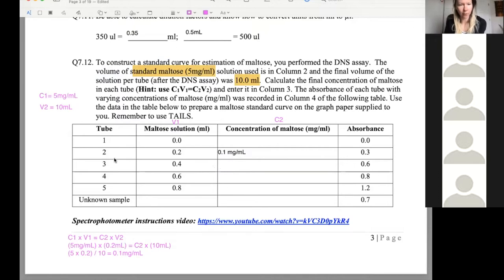So what would the next concentration be for tube number 3? 0.2. Exactly. Yeah, 0.2 milligrams per milliliter, which is the value you would get if you did the calculation, or you could also see that if you're doubling the amount of maltose stock solution, you're going to be doubling the concentration. All right, what would the next one be? The next one will be 0.3. All right, and then this last one? 0.4. Exactly, 0.4. And then up here, where we had none of our standard solution added, what would the concentration be? Zero. Exactly. It would be 0.